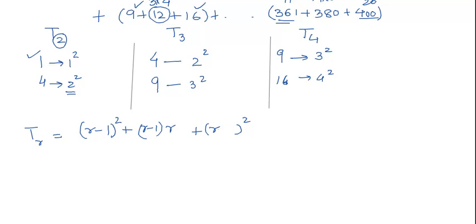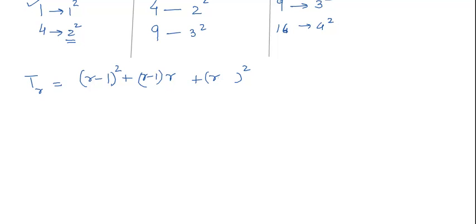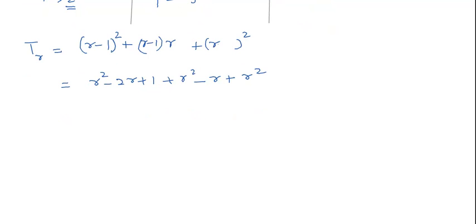Now if we simplify the general term, we will get r square minus 2r plus 1 plus r square minus r plus r square, which can be further written as 3r square minus 2r minus r, that will become 3r square minus 3r plus 1.